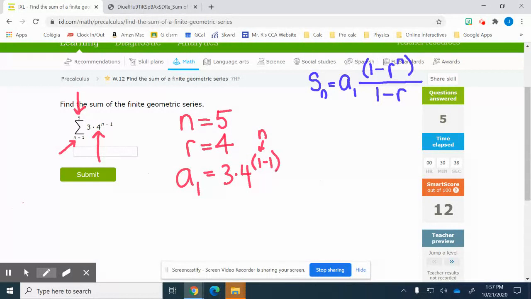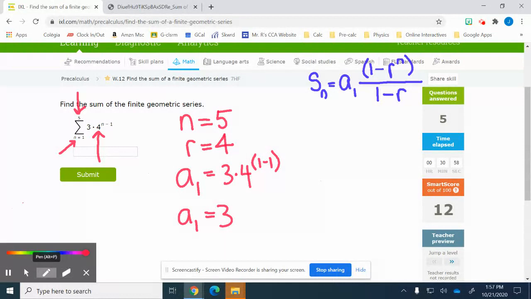And then we just have to do that math. 1 minus 1 equals 0, right? So 4 to the 0 is what? It's not 0, it's 1. So our first term is 3. All right? Hope you're with me there. Let's just get rid of that.